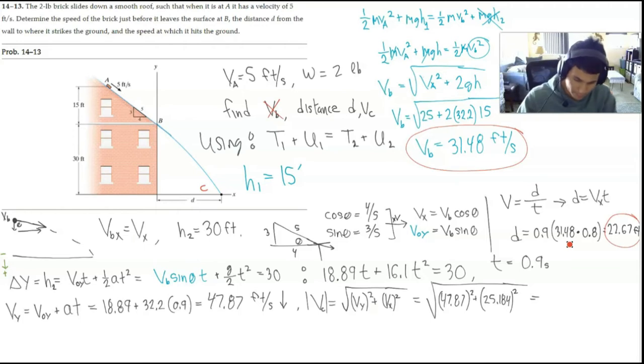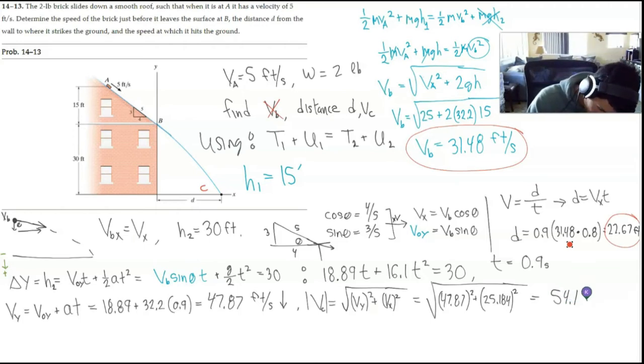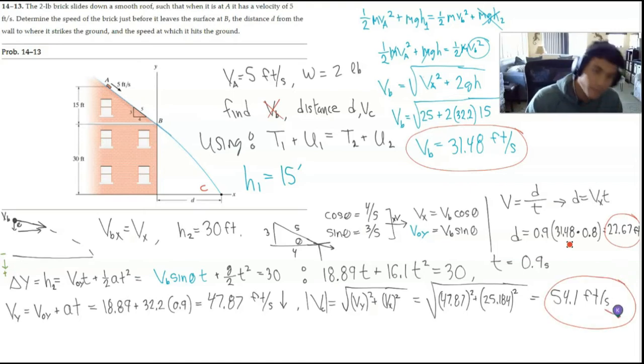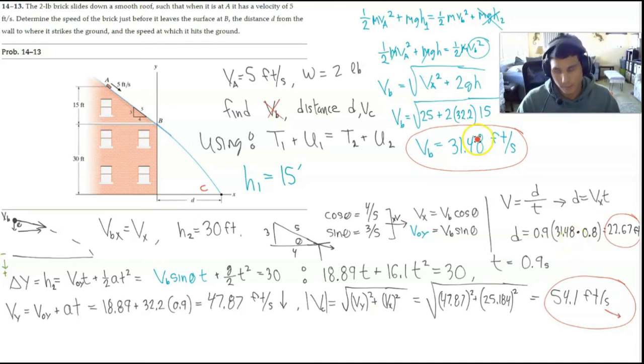Okay. Final velocity is about 54.1 feet a second. And let's give this a direction. It's going like this. There we go. Well, this is all you need for this problem. It only asks 3 things, and that's it.